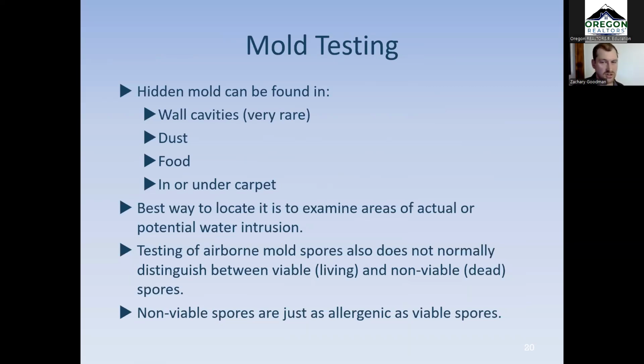I manage our restoration department. That's really the first thing we look for. What is the moisture source? Why is there mold growth present?